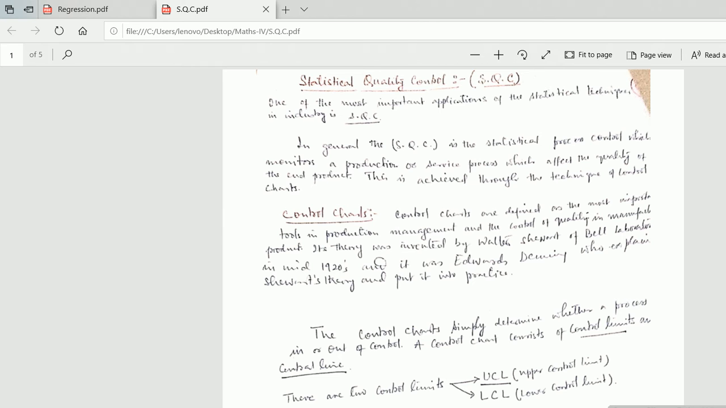The control chart simply determines whether a process is in or out of control. Its purpose is to locate and, if possible, eliminate assignable causes of variation. Control charts are a simple pictorial device for detecting unnatural patterns of variation in the data and checking whether the process is in statistical control or not. A control chart consists of control limits and a central line.